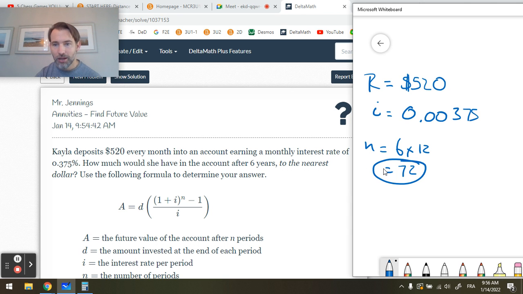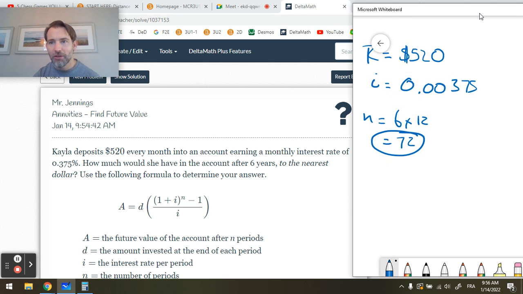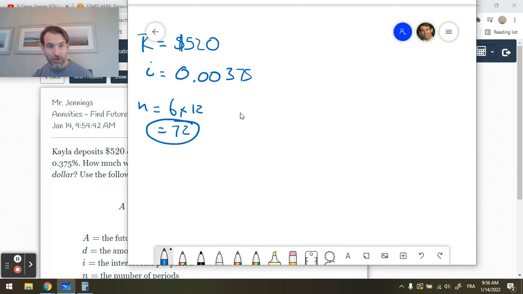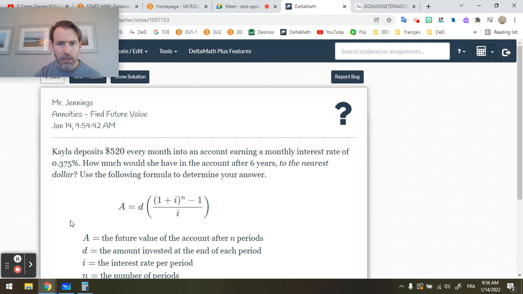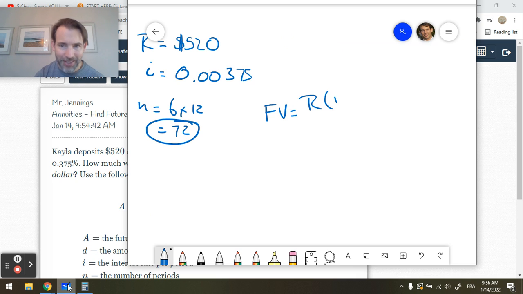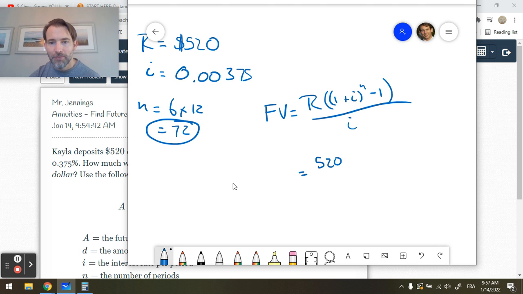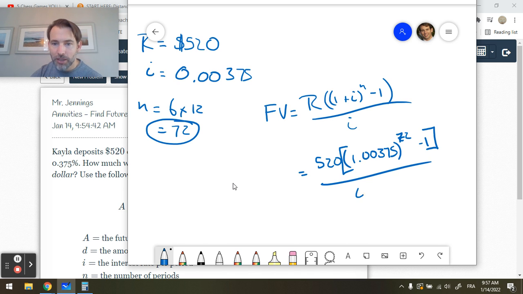Cool. Okay, let's go, folks. So we want to know how much money she's going to have after 6 years of depositing this real chunk of change. Future value is equal to the regular deposit multiplied by 1 plus I to the N minus 1, all over I. Okay, let's do it. R is 520. 1 plus I is 1.00375 raised to the power 72, minus 1, all divided by 0.00375. Well, that's exciting, dividing by that really small number.